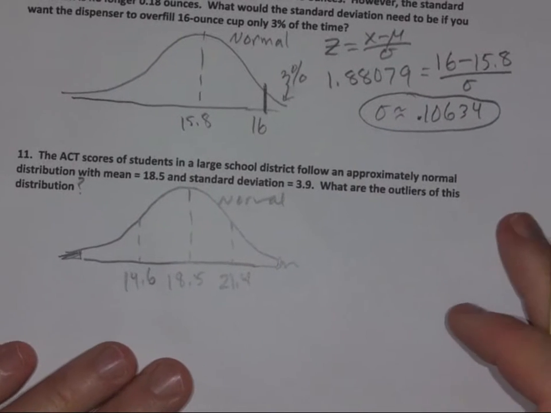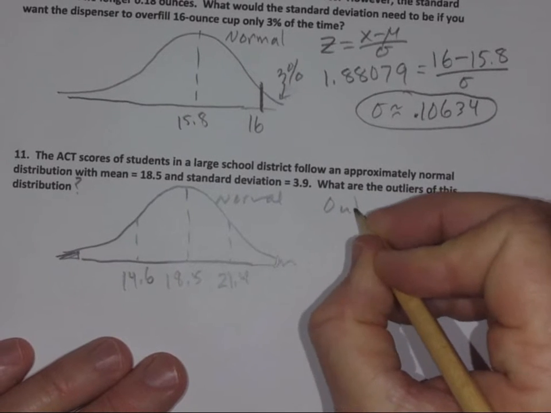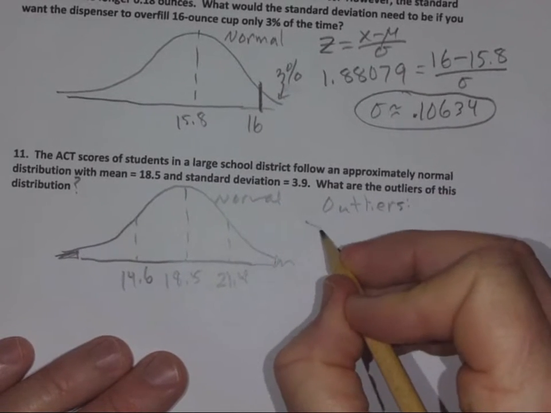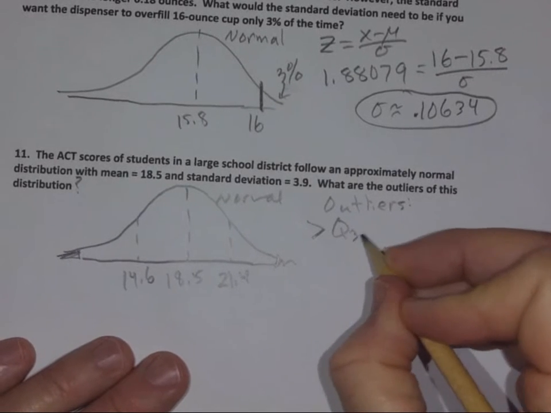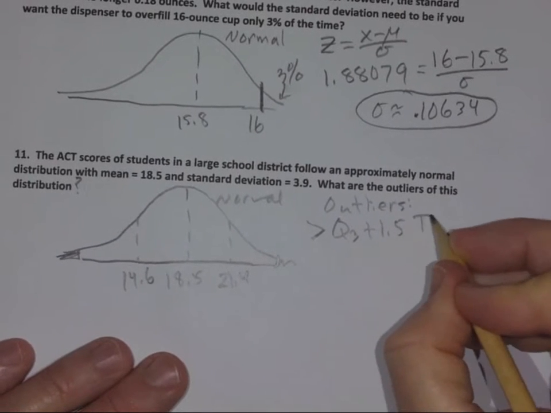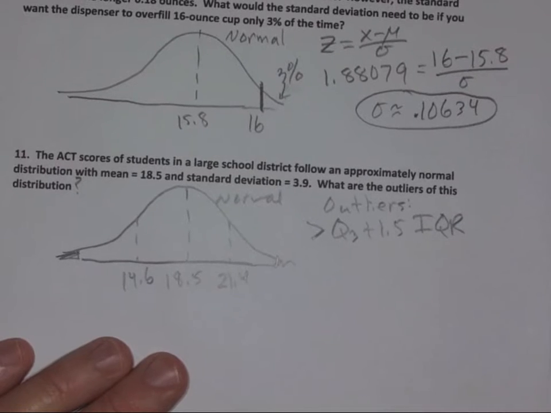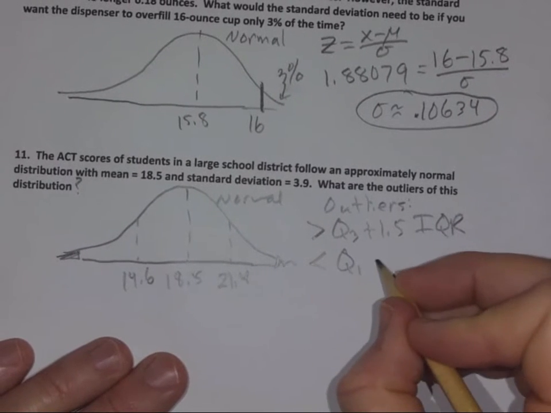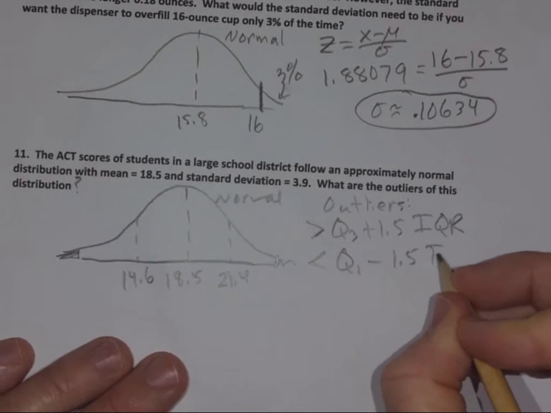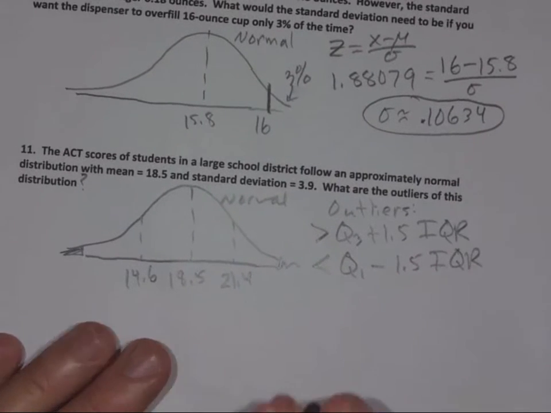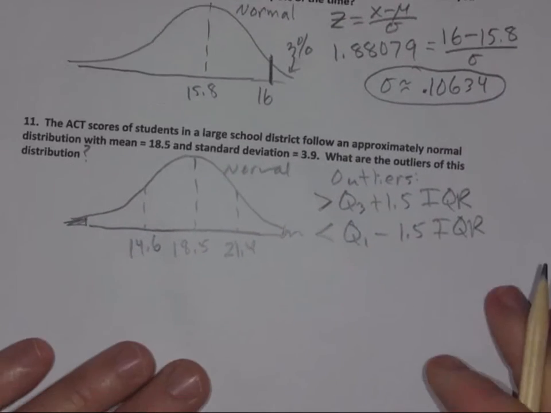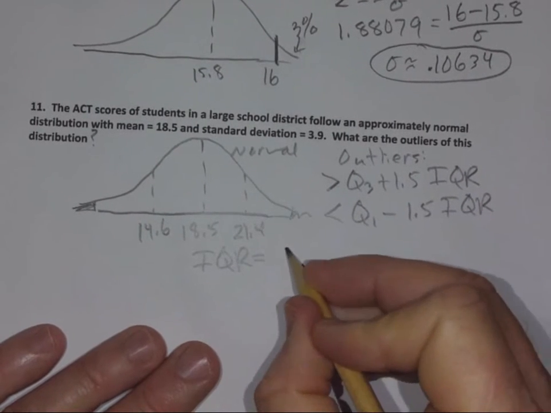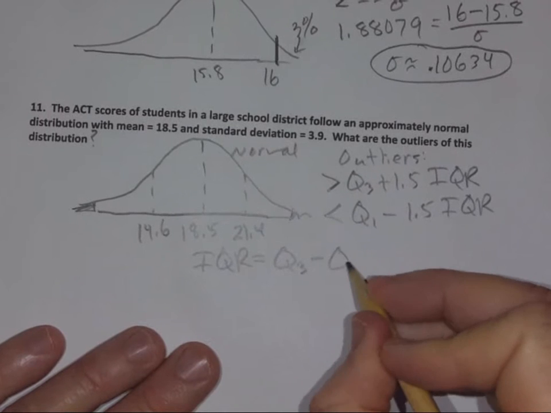Remember our little formulas for outliers. It is anything greater than Q3 plus 1.5 times IQR, and the IQR is Q3 minus Q1, or anything less than Q1 minus 1.5 times IQR. So we need to know what Q3 and Q1 are. Remember the IQR, the interquartile range, is equal to Q3 minus Q1.